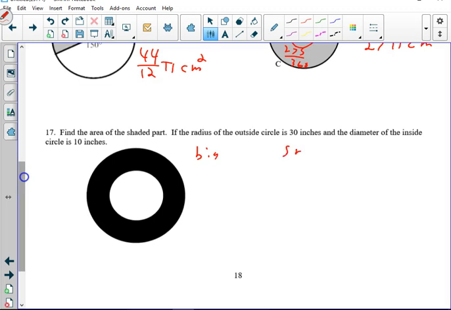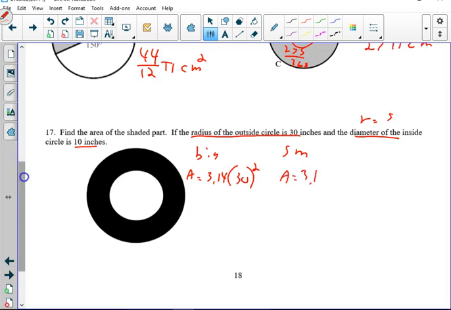We've got to find the big and the small. We also have to be careful, because it says the radius of the big one is 30. So area equals 3.14 times r squared. And then it says the diameter of the inside is 10, which means the radius is 5. The most common mistake would be to use the 10 there. Pay attention to the details.